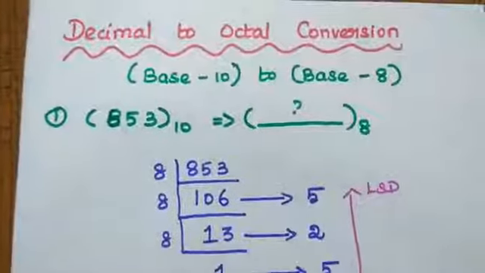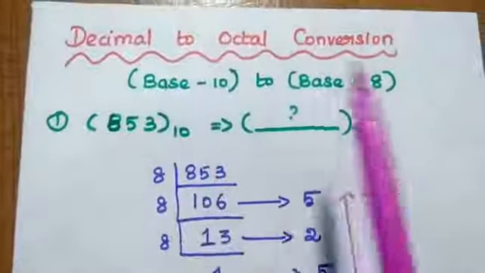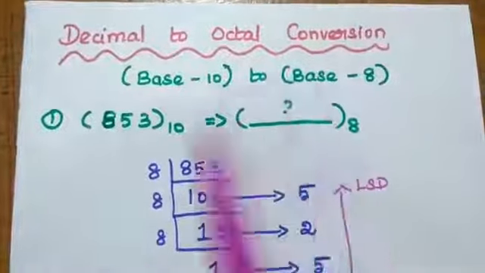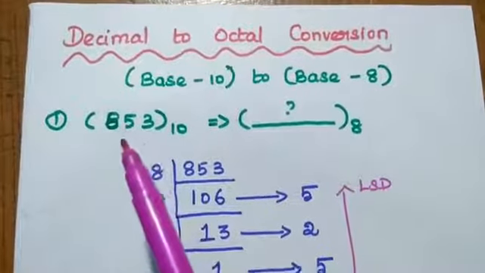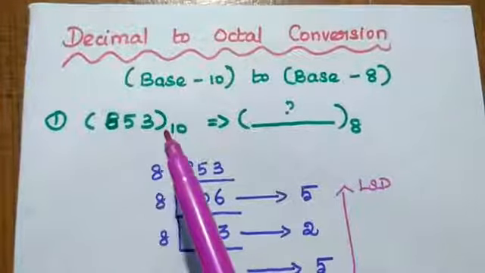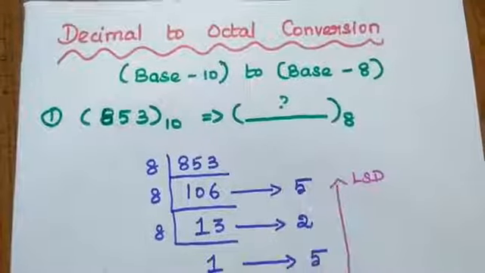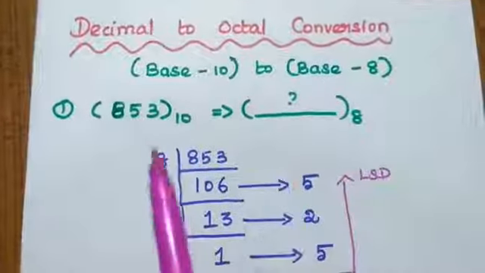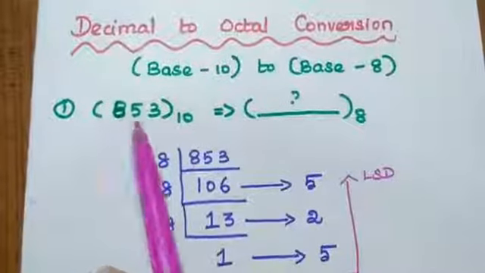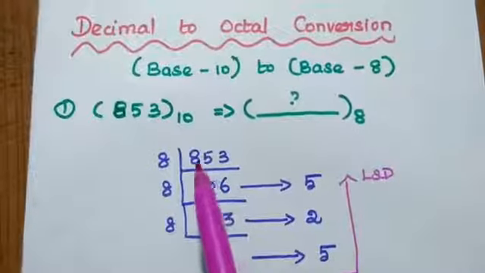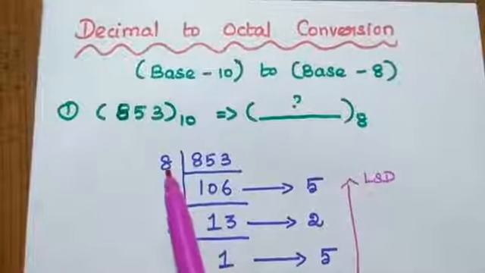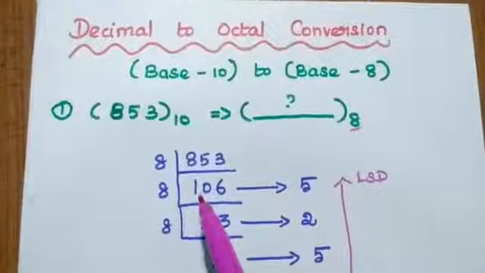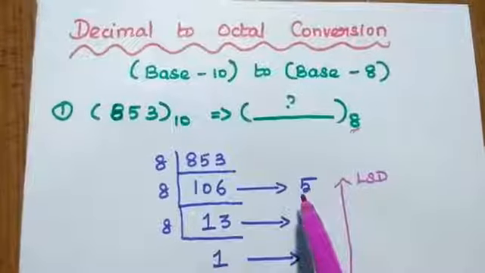Next we are going to convert decimal number system to octal number system. For decimal the base is 10, for octal the base is 8. Convert the decimal number 853 to an octal number. So the same procedure we are going to follow, that is the division method. Since it is a whole number, that is an integer value, we are going to divide the given number by 8. So 853 divided by 8 gives 106, where the remainder value is 5.